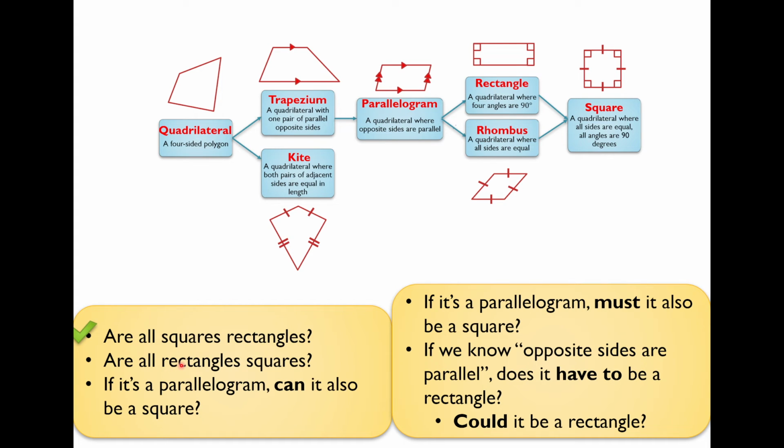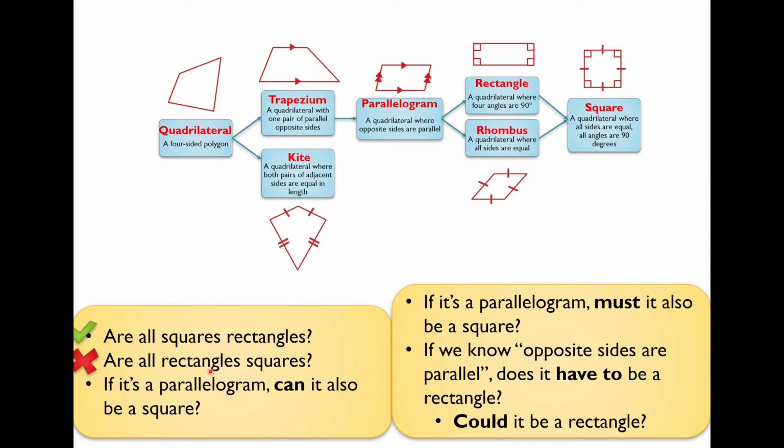Are all rectangles squares? Can you draw a rectangle that is not a square? No, not all rectangles are squares. Like this shape here. This shape is a rectangle, but it is not a square. You can see the sides are not the same.